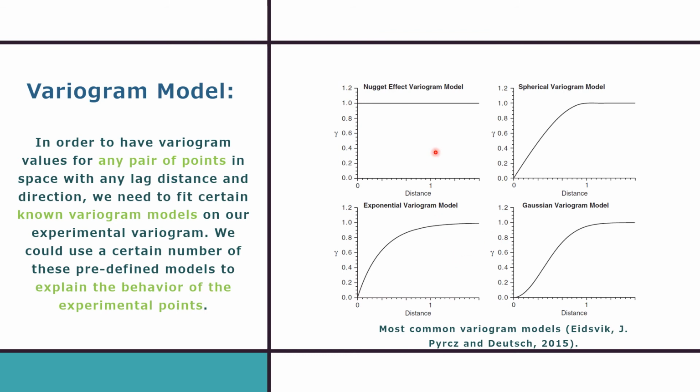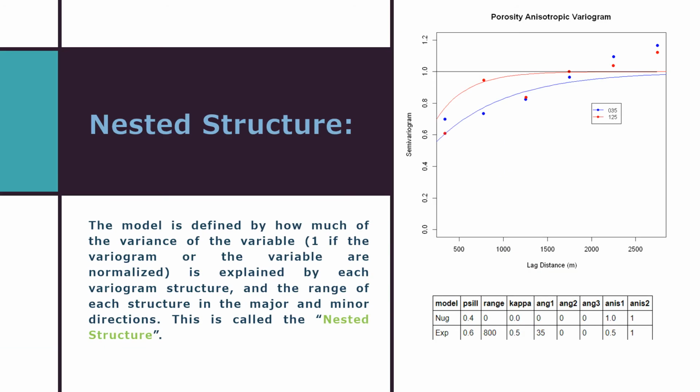So you can see 4 of the most famous ones. The nugget effect is just basically a constant value. The spherical, the exponential, and the Gaussian are 3 others. Their shape is what defines them. And we're trying to look for the best fit into our experimental variogram, which is something we'll talk about in the next slide. The result of variogram modeling is something called the nested structure.